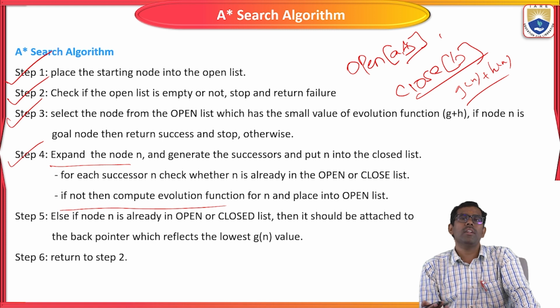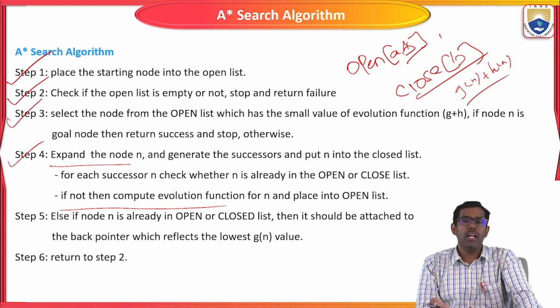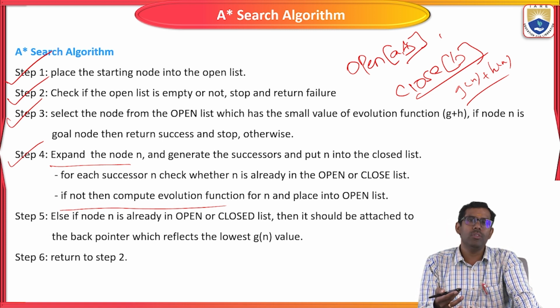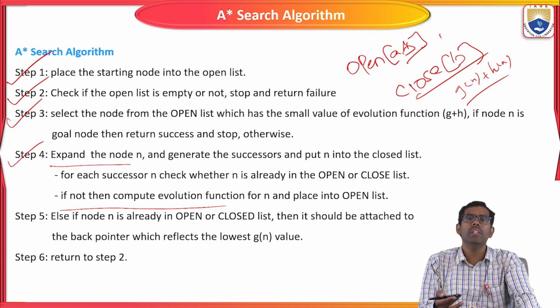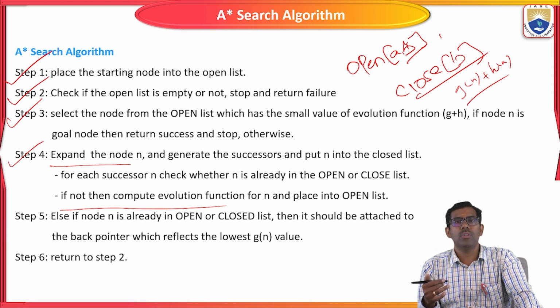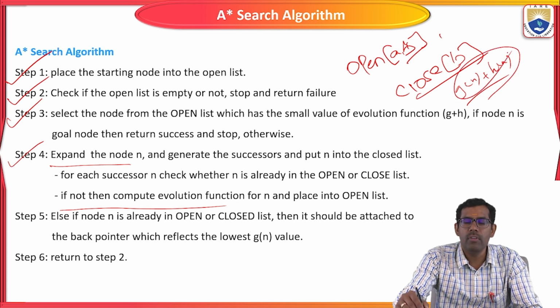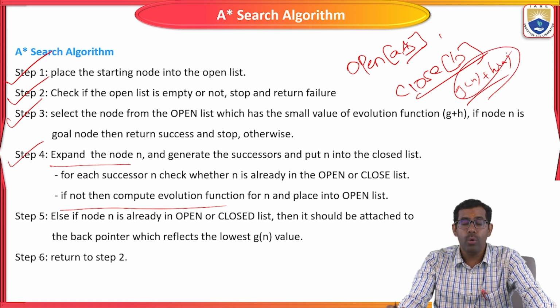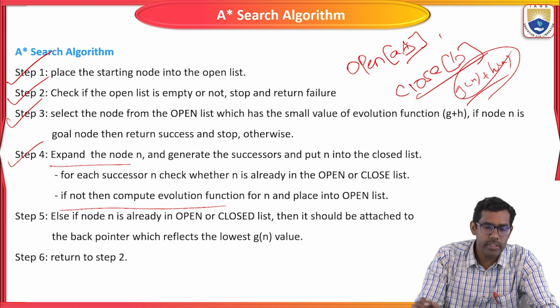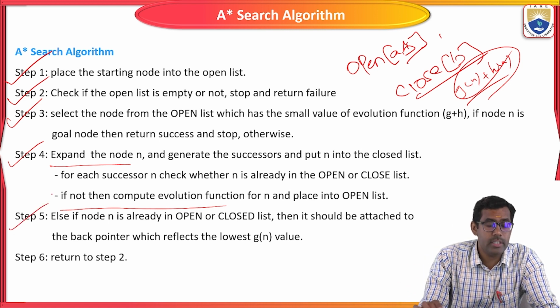If it is not considered previously, now we have to consider that particular node as a starting node. Then we have to take the successor nodes of that starting node, calculate the value using this formula, and put them into the open list. That is the second one. Then there is the next step.